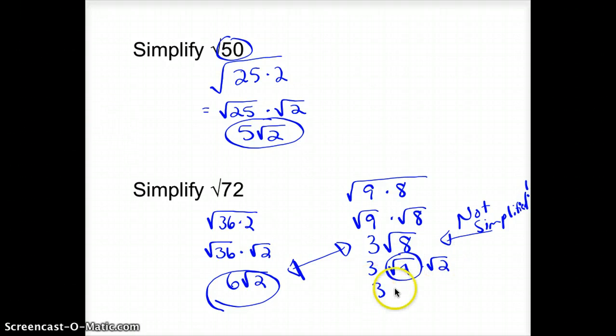And again, I know what the square root of 4 is. So now I have 3 times square root of 4 is 2 times square root 2. And I know 3 times 2 is 6. So I have 6 square root 2. Either way, I'm getting the same answer. If you have 3 root 8, it's going to be equivalent, but it's not going to be simplified. Okay? Let's look at a couple that have some variables in them. I'll make it a little trickier.